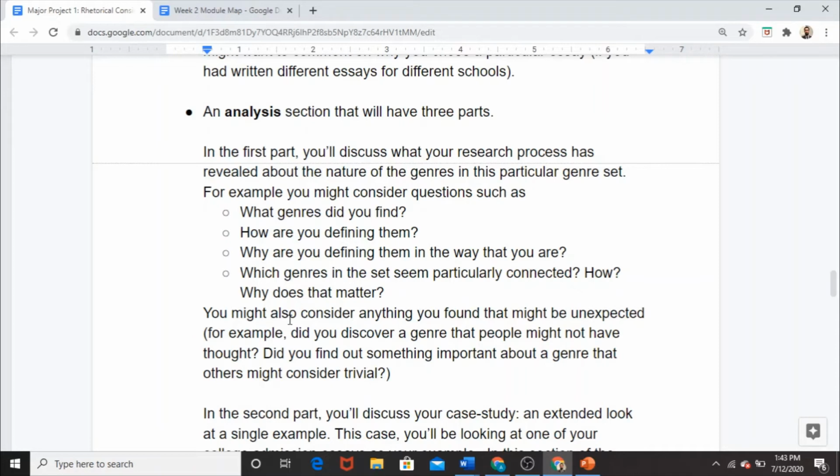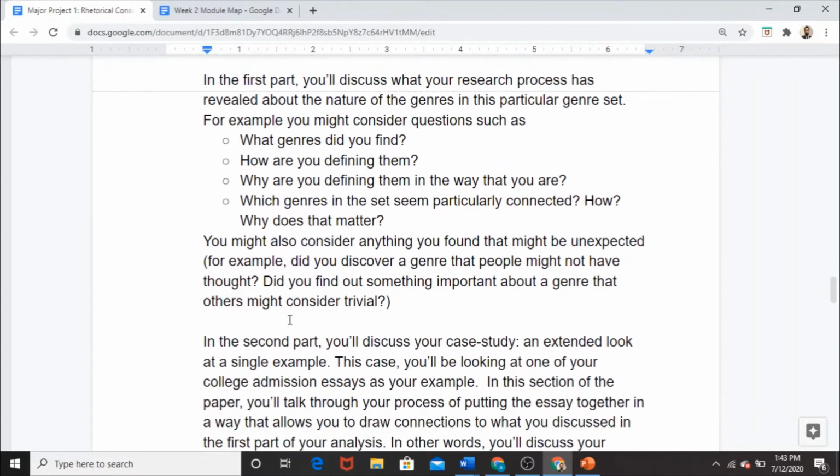In the second part, after you've established our foundation by talking about, okay, here are the genres, here's how they work together, here's what makes them interesting, you're going to talk about one of those genres, the admissions essay, and move into our case study, or an extended look at a single example. And like we've talked about, that example is going to be one of your college admissions essays.